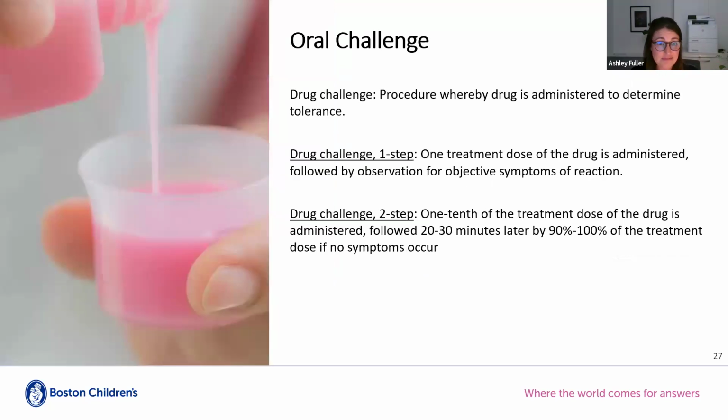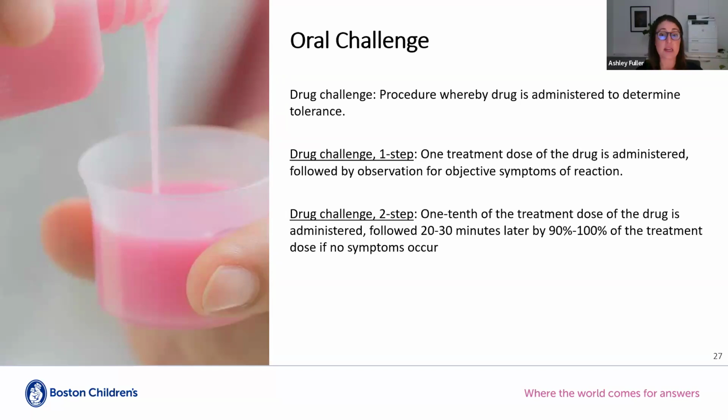And yet, many patients may not need that testing to begin with. So the gold standard for confirming or clearing an IgE-mediated penicillin allergy is an oral challenge. Now, there are different terms for this. Sometimes it's referred to as a direct challenge, which is simply an oral challenge performed without first doing the skin testing. And then challenges themselves are either done as a one-step or a two-step challenge.